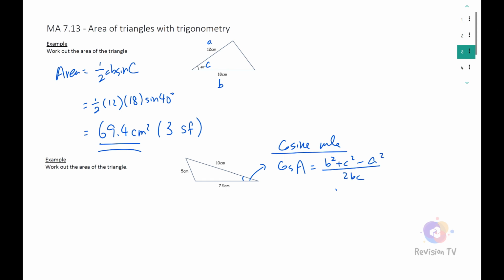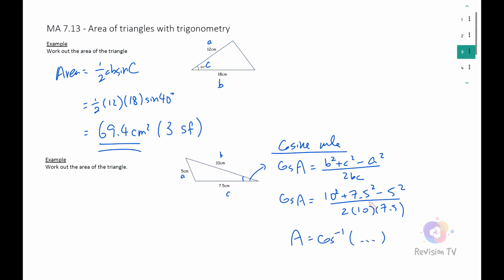So if that's my angle A, so 5 will be my A, B, and C. So cos A equals 10 squared plus 7.5 squared minus 5 squared over 2 times 10 times 7.5. Now, I know it's quite tempting to put that in a calculator and get a nice fraction, but you could save some time by making A the subject first, so by inversing cos on the other side and putting that big chunk of a monster fraction in the calculator, and you'll get 28.955 degrees.